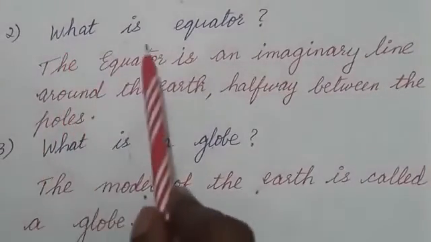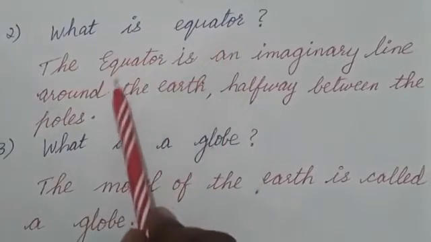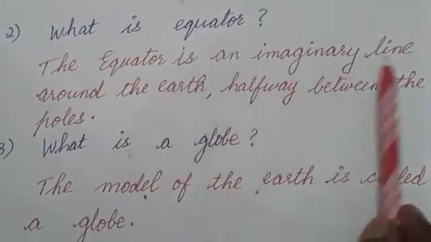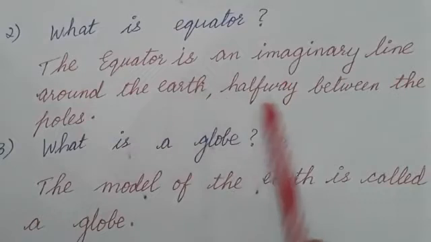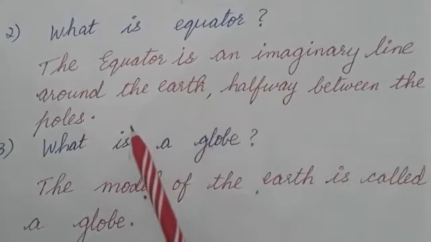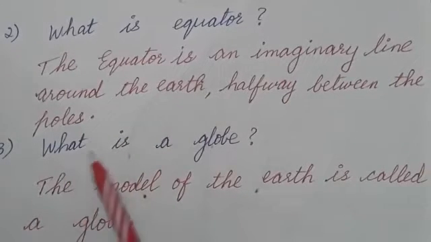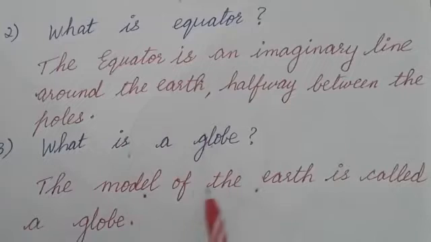Second question, what is equator? The equator is an imaginary line around the earth halfway between the poles. Third question, what is a globe? The model of the earth is called a globe. Hope all your answers are correct children. We will move to the next topic.